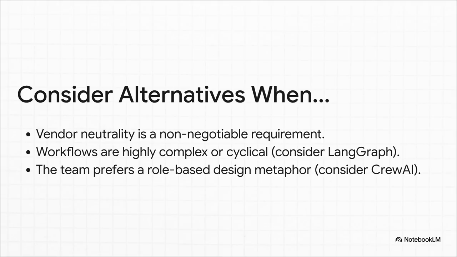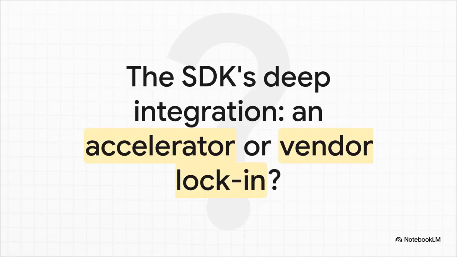You should probably look at alternatives if being vendor neutral is a deal breaker for your company. If you absolutely must have the flexibility to switch between different model providers, then a framework like LangGraph is a much better architectural fit. LangGraph is also the winner for really complex, non-linear workflows. And hey, if your team just thinks better in terms of roles and responsibilities, CrewAI's whole crew metaphor might just click better for them. And that brings us to the final and most important question you have to ask yourself.